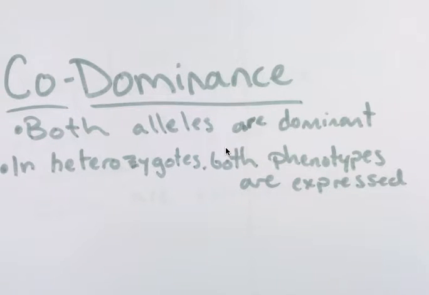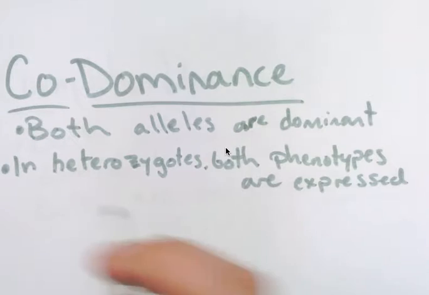And how that differs from incomplete dominance: in heterozygotes here, both phenotypes are expressed. In incomplete dominance, you have this in-between mixing, blending with the heterozygous phenotype. Here we just show both of them at once. And if you need an image of what that looks like in your brain, pretend this is a black marker.